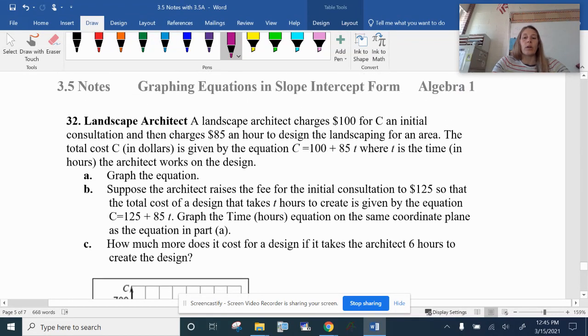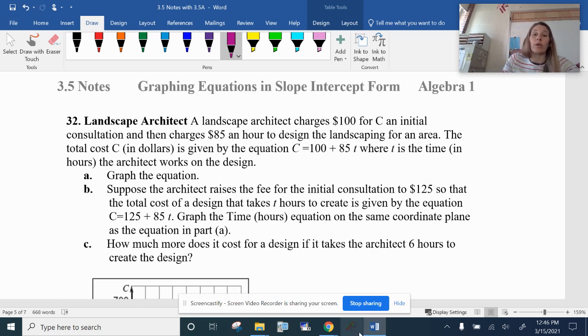All right, so let's take a look at a couple word problems where we could use slope-intercept form. So this first problem says a landscape architect charges $100 for an initial consultation, and then charges $85 an hour to design the landscaping for an area. The total cost C in dollars is given by the equation C equals 100 plus 85T, where T is going to be the time in hours the architect works on the design.